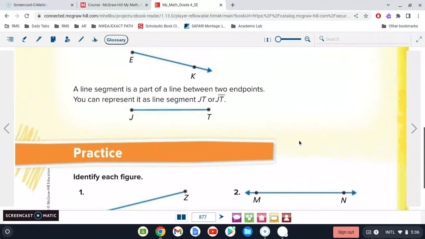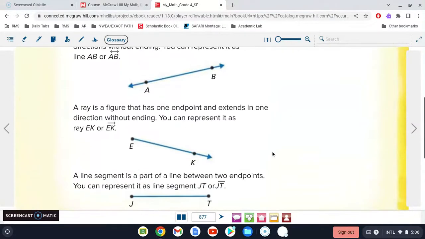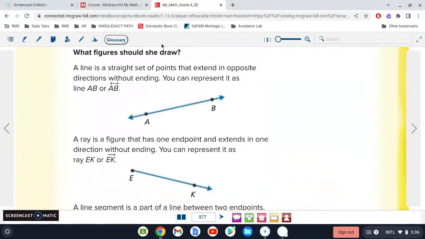Okay, let's look at our homework. So put your name on it and then sing your song, and I'll pause the video. And then let's look at number 1. So number 1 and 2, you need to identify what they are. So they're right here if you want to look at them.